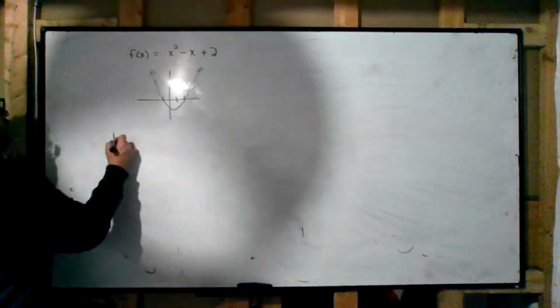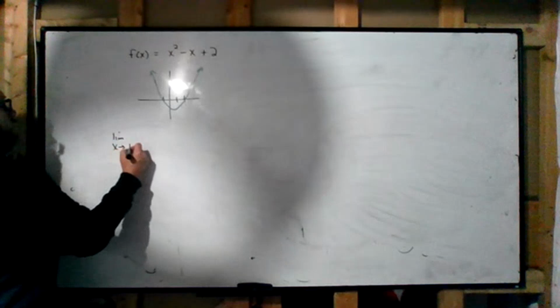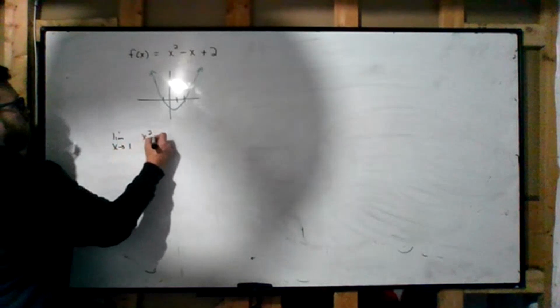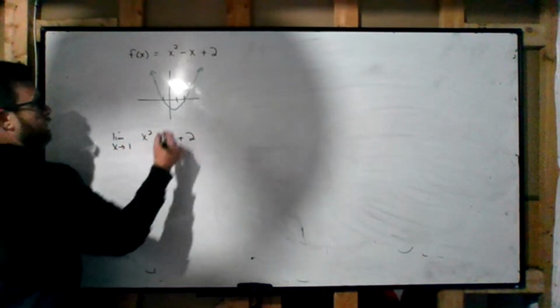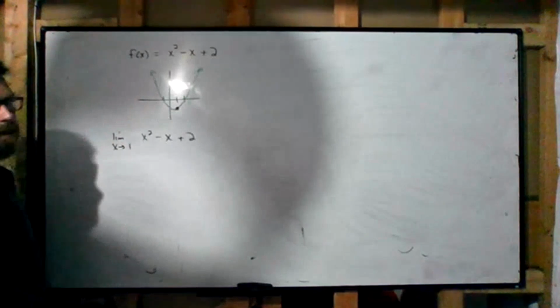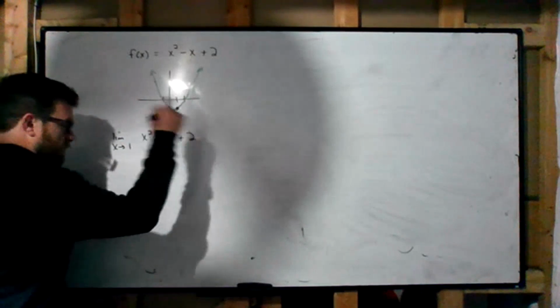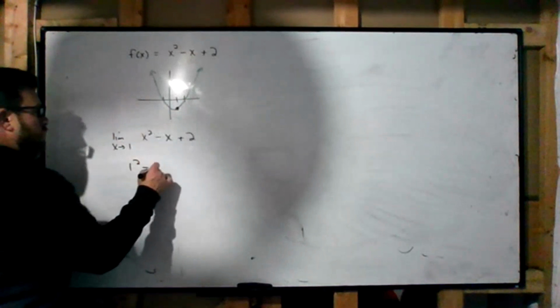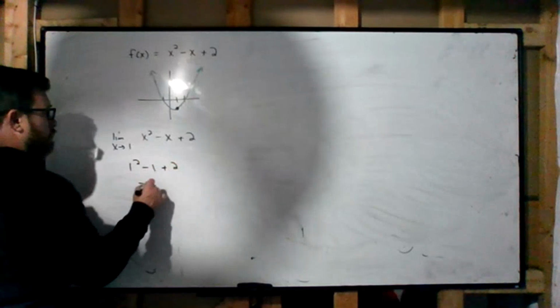So if I ask you, what is the limit as x approaches 1 of x squared minus x plus 2, this function is defined at 1. So I can just simply plug in 1. Since this function is continuous at 1, you just plug in 1 and you are good to go. So 1 minus 1 plus 2, this is equal to 2.